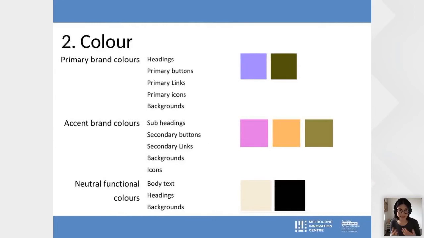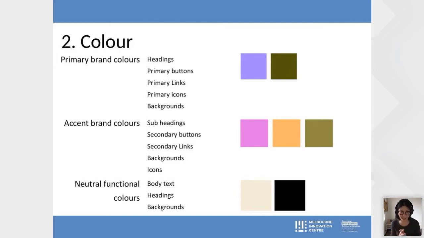And this is an example of the colors that I've used for my website and where I've used them. For primary brand colors, I've used them in the headings, the buttons, the links, the icons and the backgrounds as well. I have two primary colors. I have three accent colors. You could use as many as you want, but to simplify it, you would start with one primary color and one accent color. You can add more if you need to, or if you would like to, but it's not necessary.